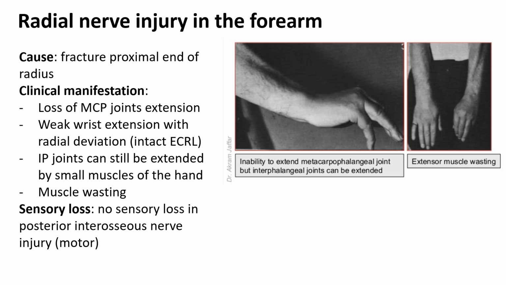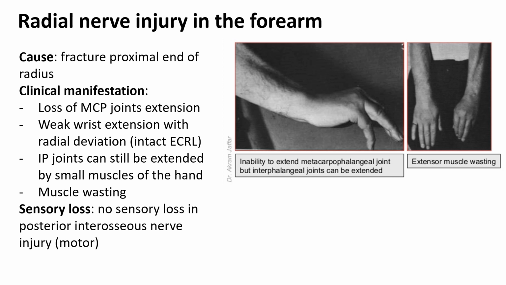Radial nerve injury in the forearm usually occurs due to fracture of proximal end of radius. This affects the posterior interosseous nerve or the deep branch of the radial nerve, paralyzing all the muscles in the extensor compartment of forearm except extensor carpi radialis longus and brachioradialis, because these muscles take innervation before radial nerve division within the cubital fossa.